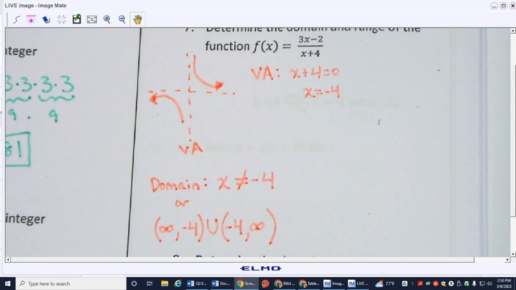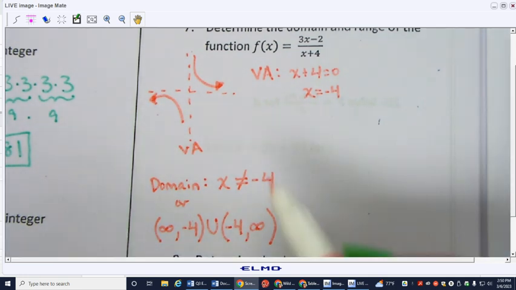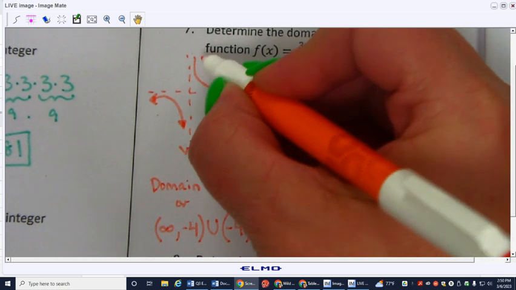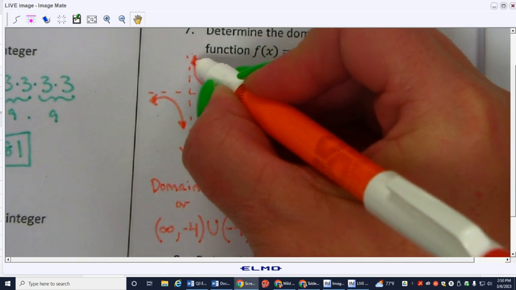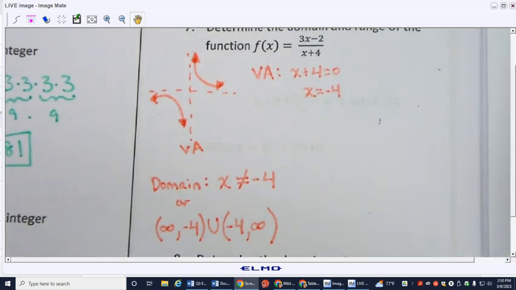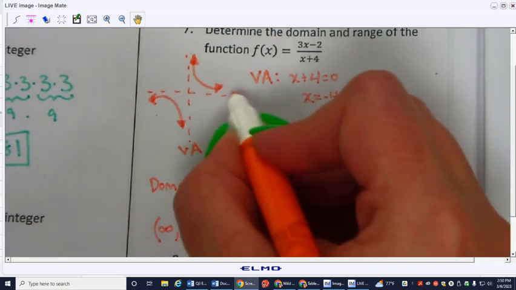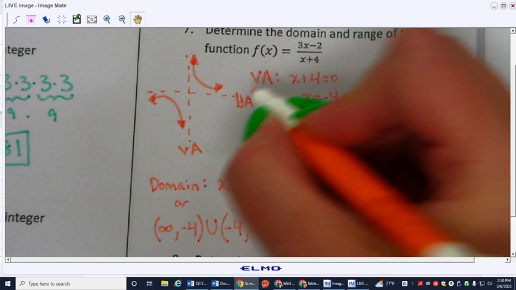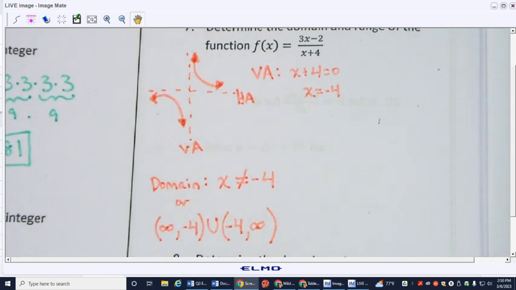Okay? My range is going to be all my y values because I have this down arrow here, so I know it's going to keep going down forever. And I have this up arrow here, so I know it's going to keep going up forever. The only place we're not going to have a y value is going to be at this horizontal asymptote. So my range is going to be all the y values except for the horizontal asymptote.